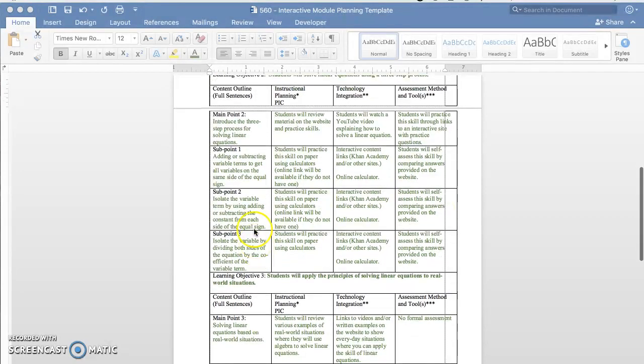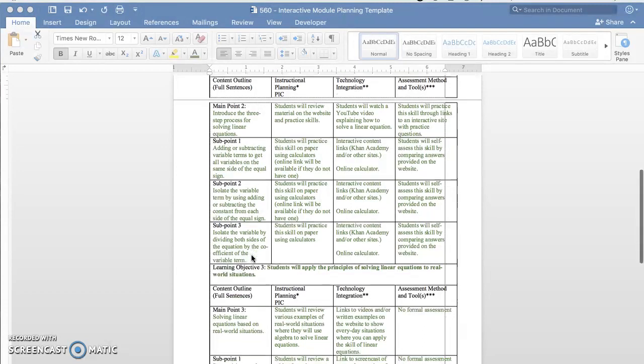Then we'll move on to isolating the variable term, and then thirdly, isolating the variable by dividing both sides of the equation. Again, the process is very much the same, where they will possibly go to a link to Khan Academy or another site, use an online calculator, do some practice, and do some self-assessing.